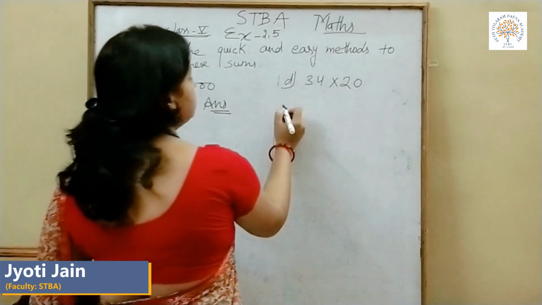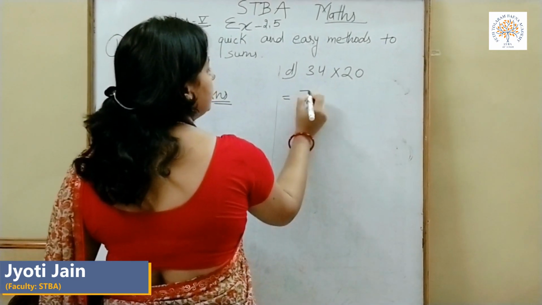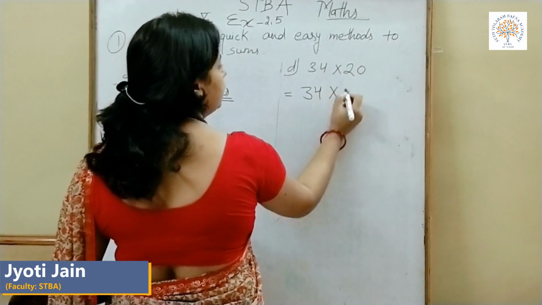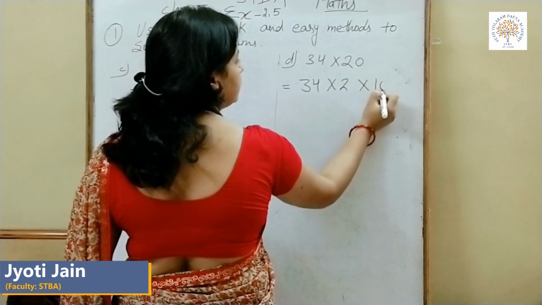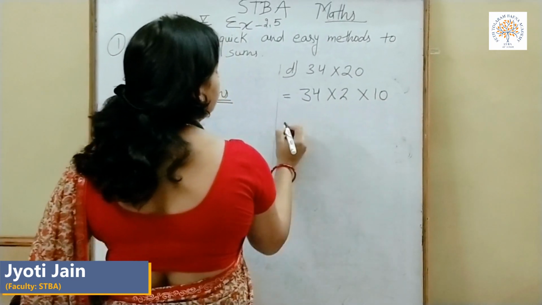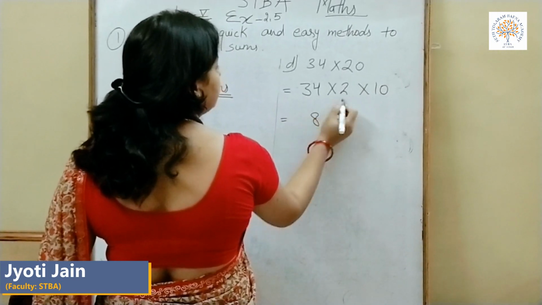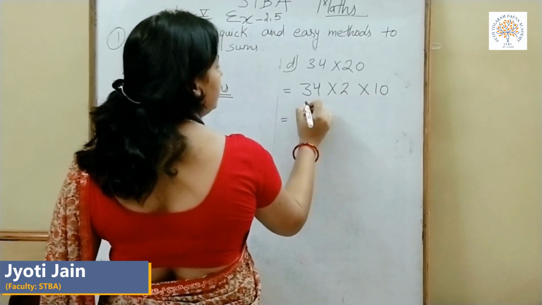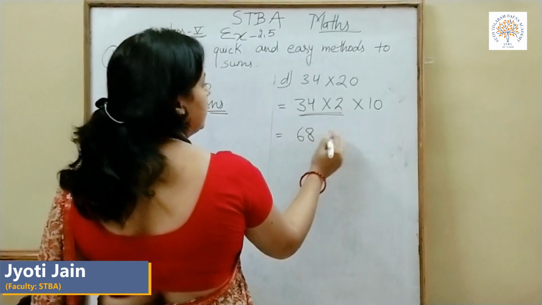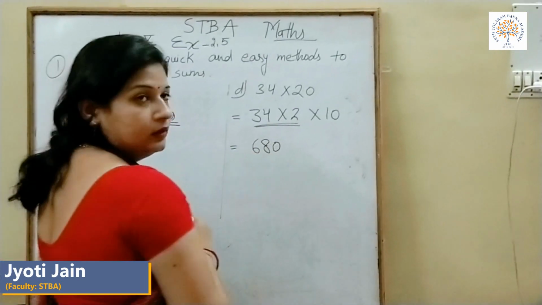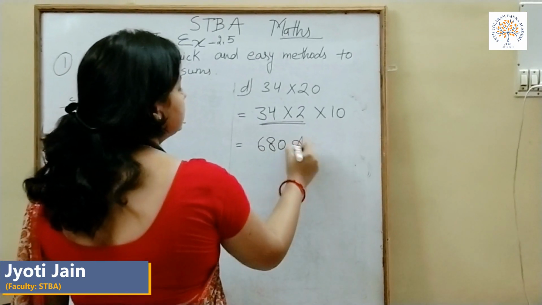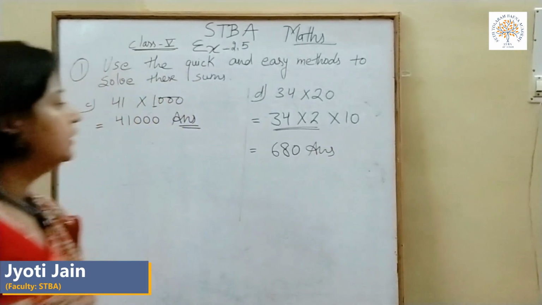Next is 34 into 20. So we can write it 34 into 2 into 10. So 34 into 2, 4 2s are 8 and 3 2s are 6. So 34 into 2 is 68, and it will be followed by 1 zero to the right side. So the answer is 680.